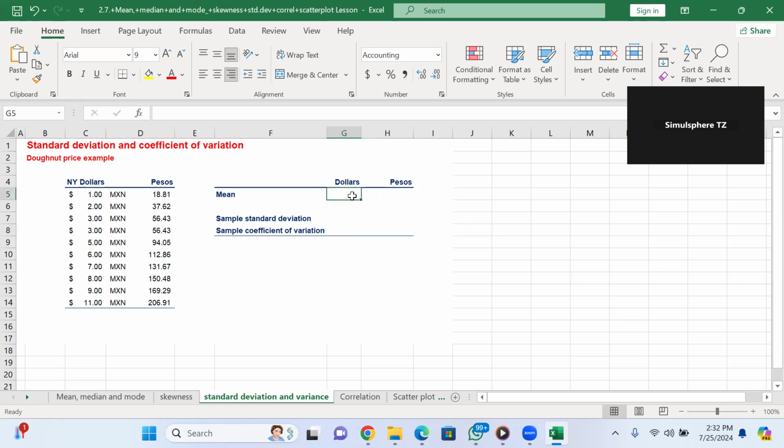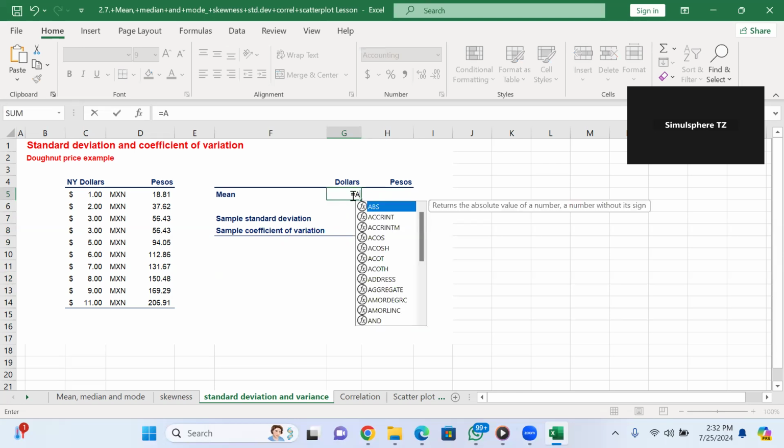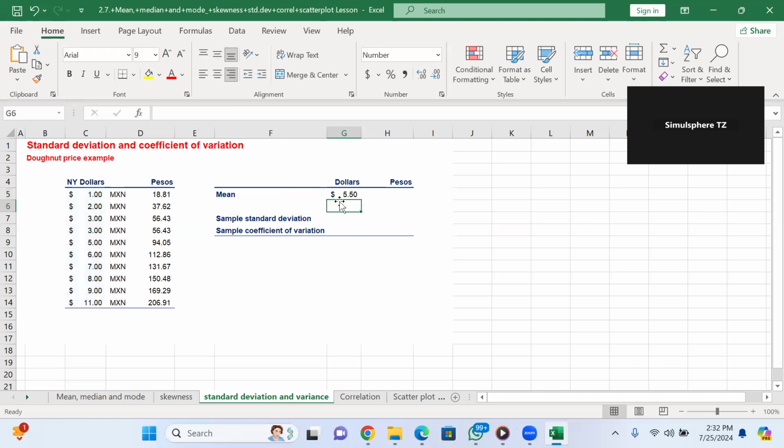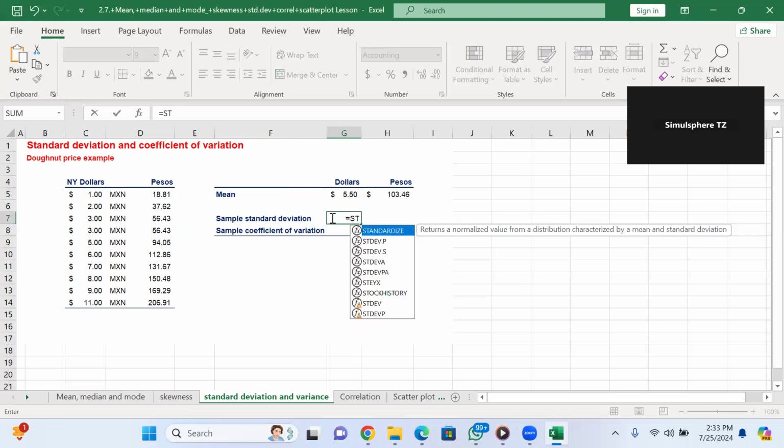To find our mean, we'll type equals AVERAGE, select average, and highlight all of the values in New York dollars and click enter. To calculate for pesos, just drag it across to see the mean peso value. For standard deviation, you can already imagine that there is a function to calculate it. So we'll type equals STDEV, and then we'll see STDEV.P and STDEV.S.